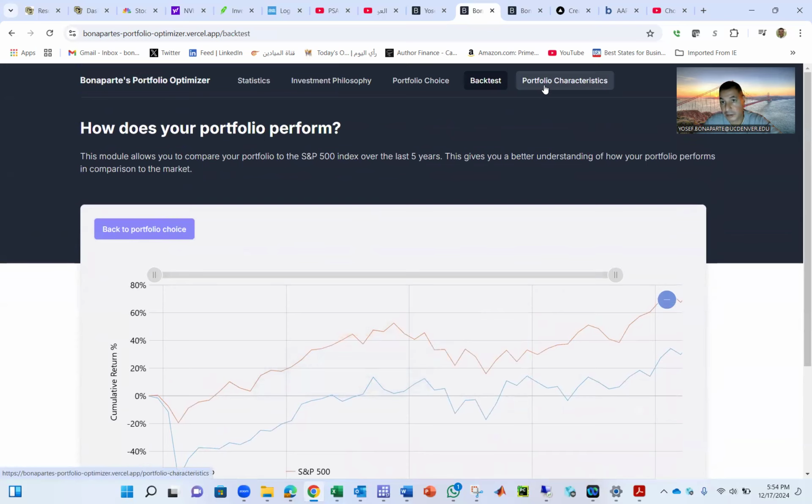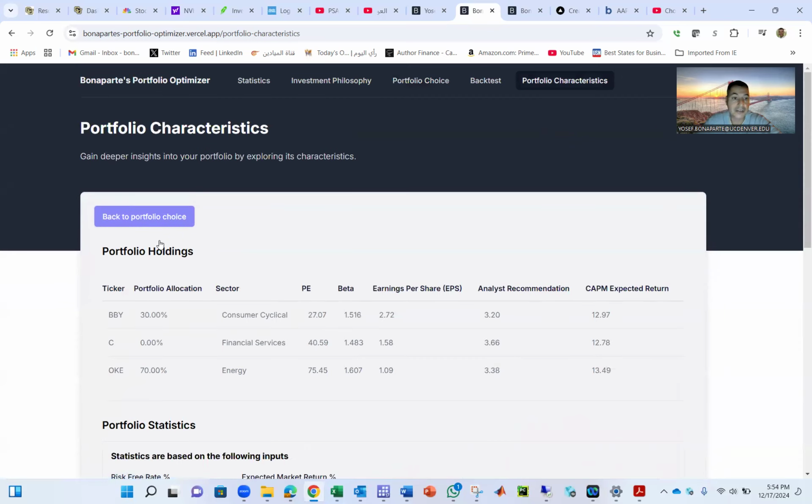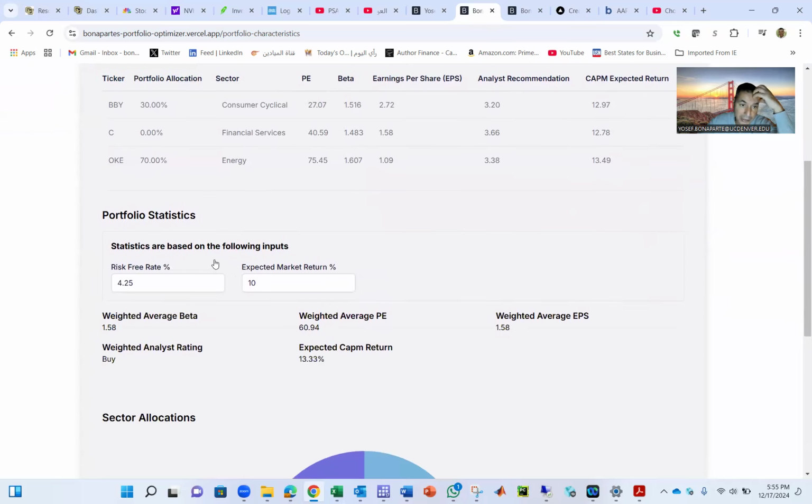Suppose that's what you decided. Then the final thing is what's called portfolio characteristics. If that's what you choose, we put 30% BYY, C 0%, and EQ is 70%. It's energy and consumer cyclical. The PE ratio for every company here, the beta for every company, earnings per share for every company, analyst recommendation, CAPM return. So what is that CAPM return?